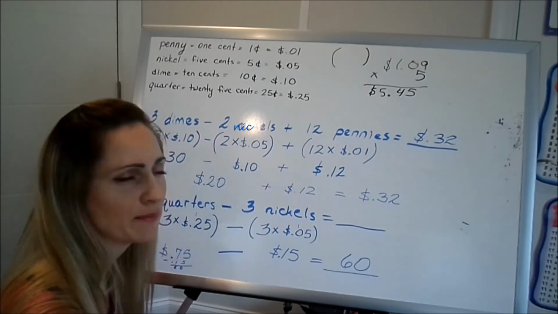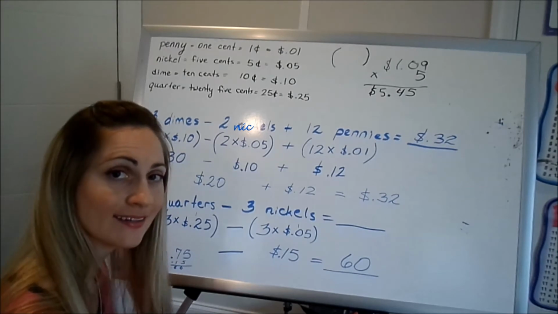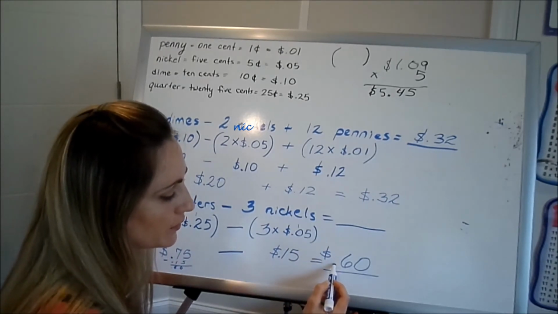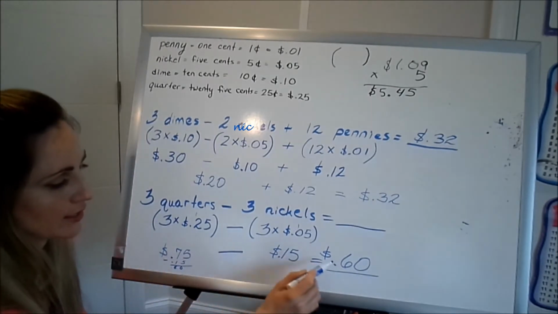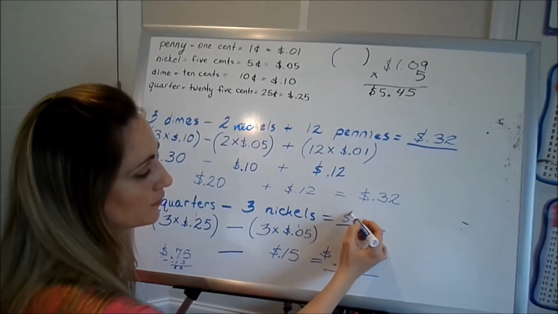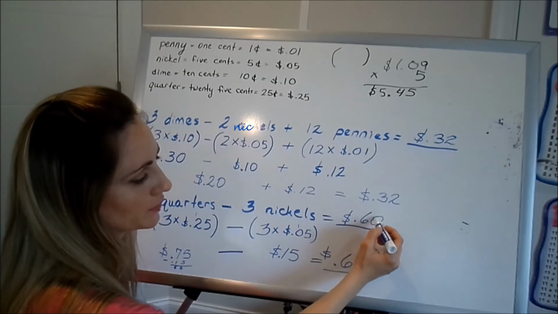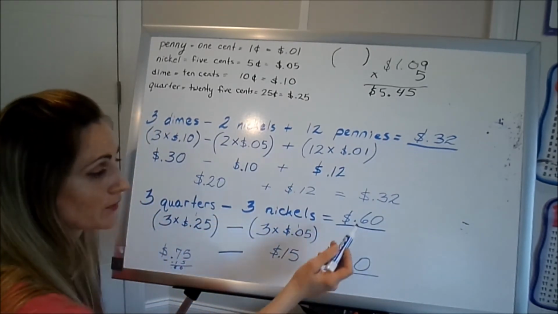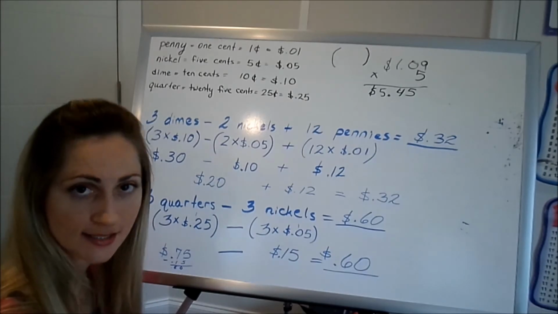60 cents? Am I done? Is 60 my answer? No. Make sure that you label it and put your decimal point in there, and put your answer up here as well. 60 cents. So 3/4 minus 3 nickels is going to be 60 cents.